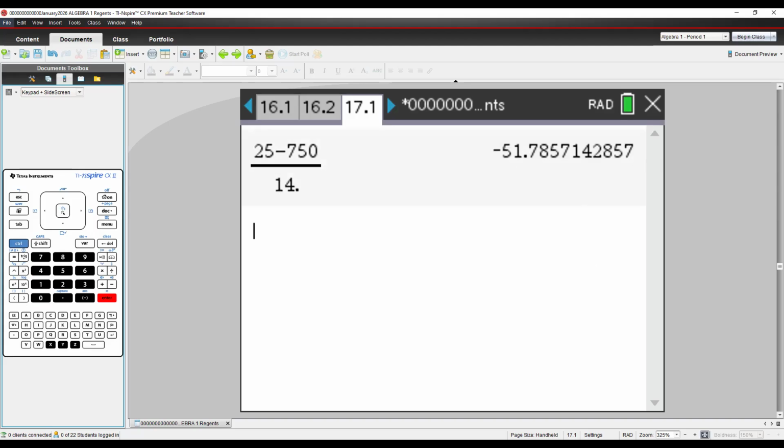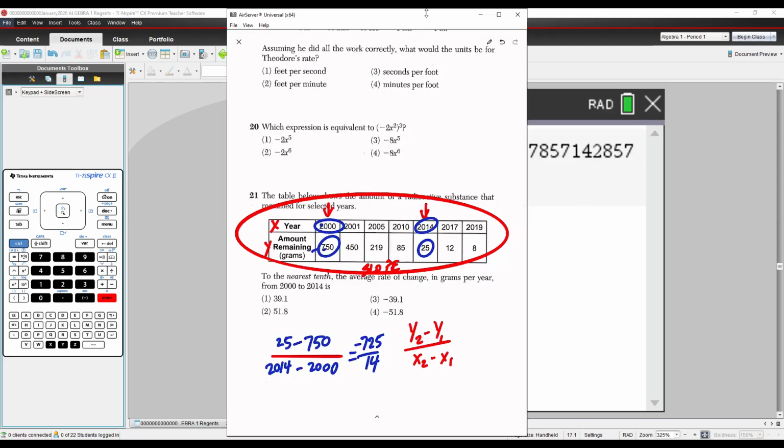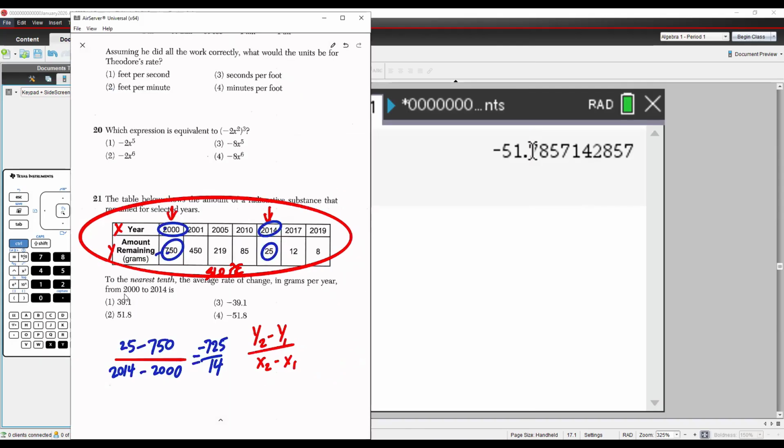All right, if I go to the answer choices, you can see which one is the closest. Ooh, actually there's two. Oh no, there's one, because this one is positive. So we need it to be negative, so it's going to be a negative 51.8. That's our answer, and I'm sticking to it. All right, that's it, guys.